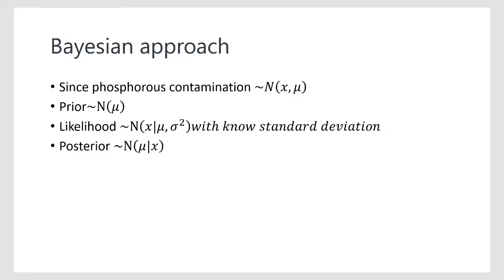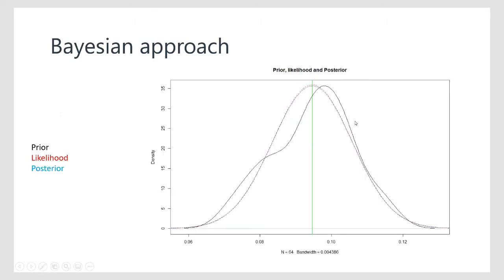For the Bayesian approach, since our phosphorus contamination variable follows a normal distribution, the prior will also follow a normal distribution. Our likelihood will be a normal distribution with known standard deviation, so our posterior will also follow a normal distribution. The graphs that we obtain from the R software are this one. So we have the prior plotted as the black line, the likelihood plotted as the red dotted line, and the posterior plotted as the blue dotted line.